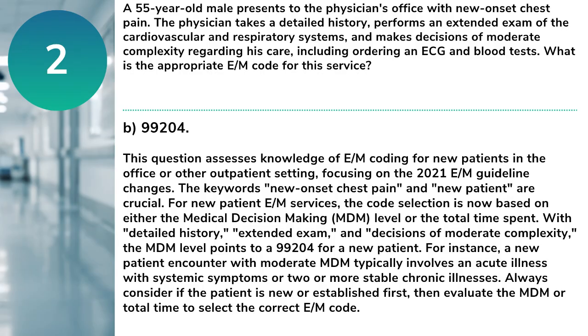for a new patient. For instance, a new patient encounter with moderate MDM typically involves an acute illness with systemic symptoms or two or more stable chronic illnesses. Always consider if the patient is new or established first, then evaluate the MDM or total time to select the correct E/M code.